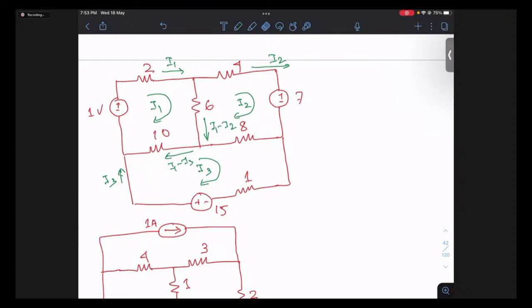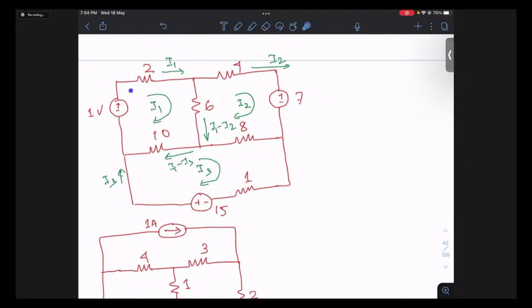So the point I want to highlight in this case is, if I am moving in the clockwise direction in a mesh, okay, the resistors which are not shared with any mesh. So this 2 ohm is not shared with any mesh, but the 6 ohm is shared between these two meshes. This 10 is shared between these two meshes. This 8 is shared between these two meshes. Okay, like this. This 1 is not shared by any mesh. This 4 is not shared by any mesh. This 2 is not shared by any mesh. Are you following or not?